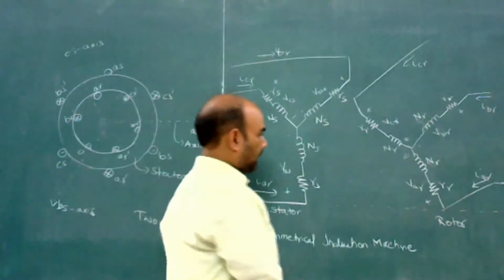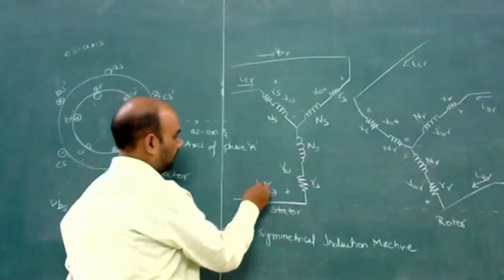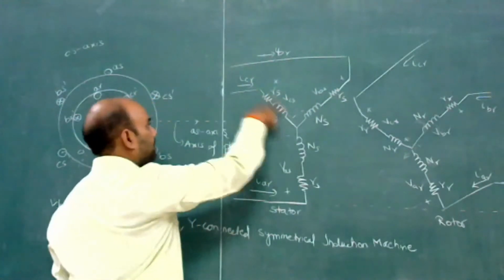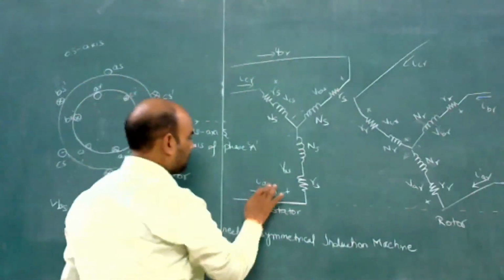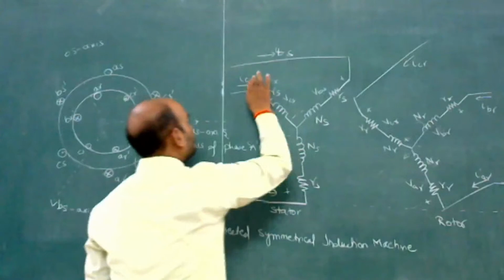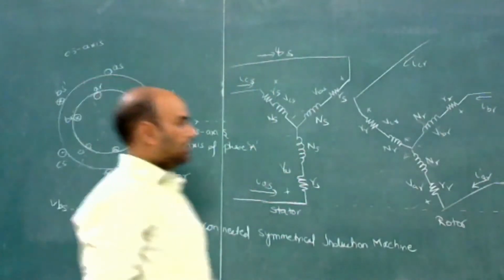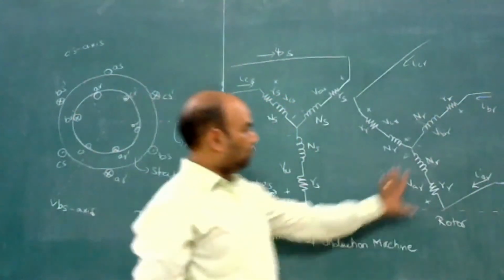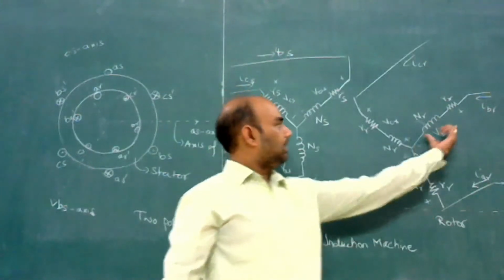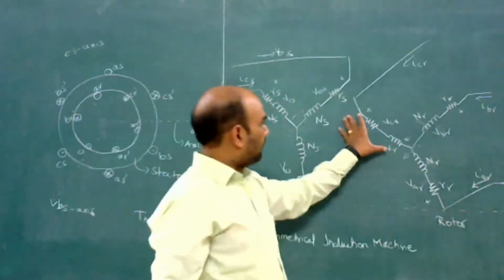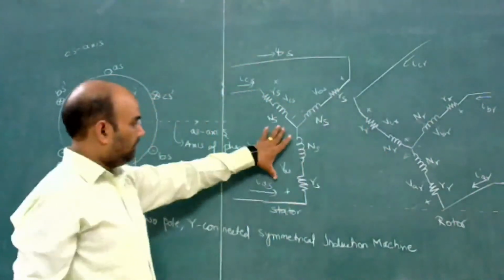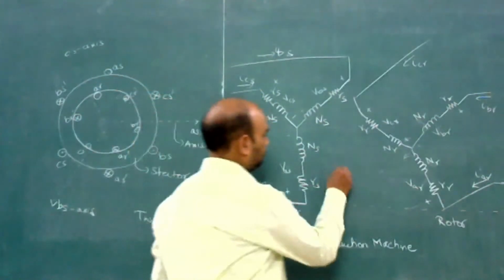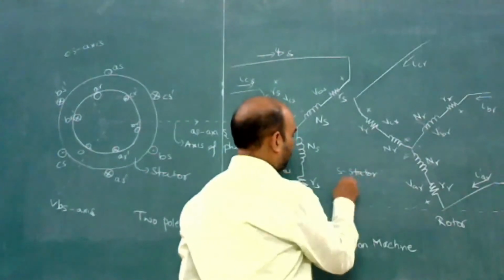The current flowing in phase A is IAS, in phase B IBS, and in phase C ICS. Similarly, in the rotor, these are IAR, IBR, and ICR. The voltage across this phase is VAR, across this VBR, and this is VCR. Similarly VAS, VBS, and VCS. S is for stator, and small r is for rotor.